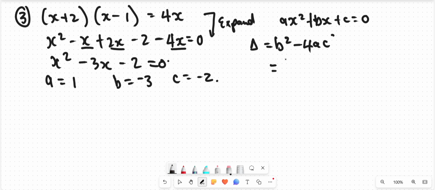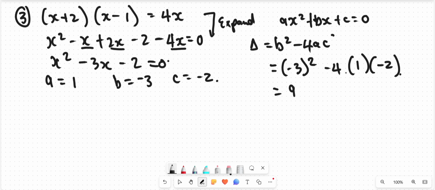So what is my b? My b is the negative 3 squared minus 4. The a is a 1, the c is a negative 2. And if you plug this whole thing into your calculator, this part gives me a 9, this part gives me a positive 8, and if you add them you get a 17 again. So my discriminant is equal to 17. Let me just double check. This is a 9. Negative times a negative is a positive 8. Yeah.